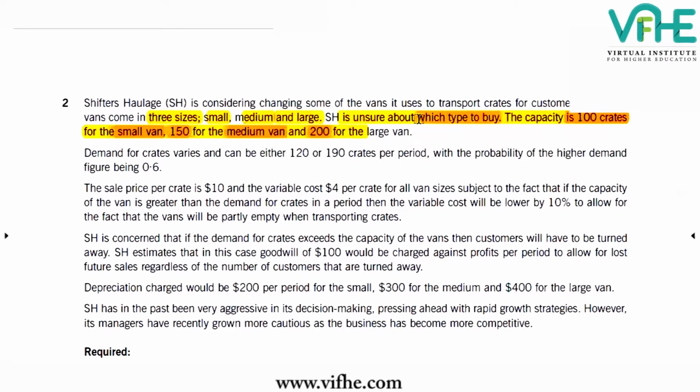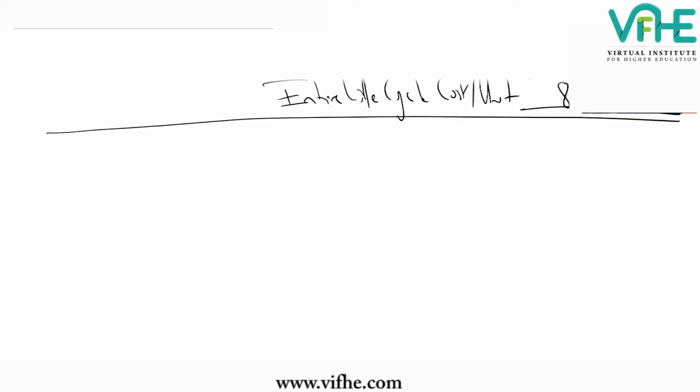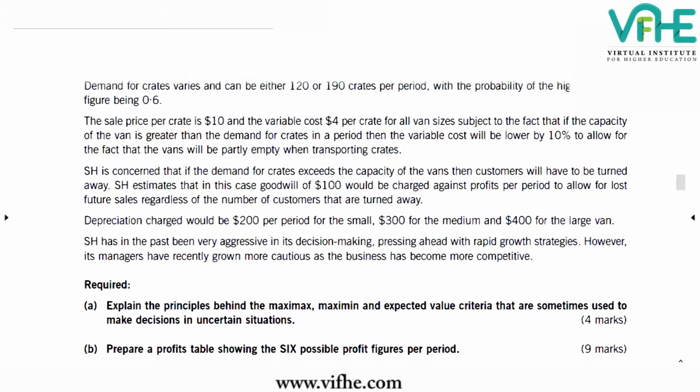As we will be making a payoff table right now, I am just reading the requirement in front of you as well. So this will make it clear that we are making a payoff table. So let's start making the payoff table. Let me just quickly move towards the requirement. Part B, prepare profit table. Profit table is once again a payoff table showing 6 possible profit figures per period for 9 marks. So let's see here how to make a payoff table.